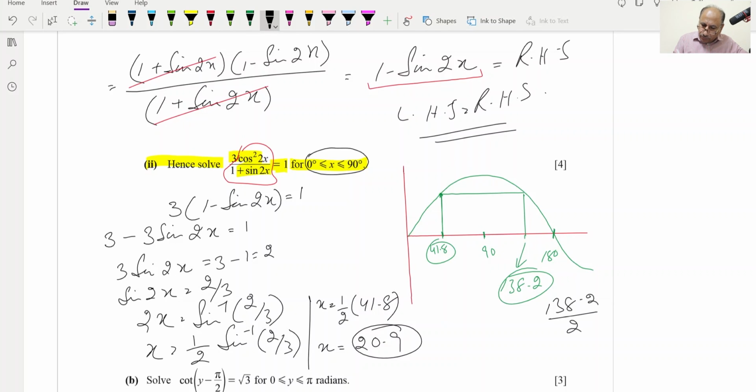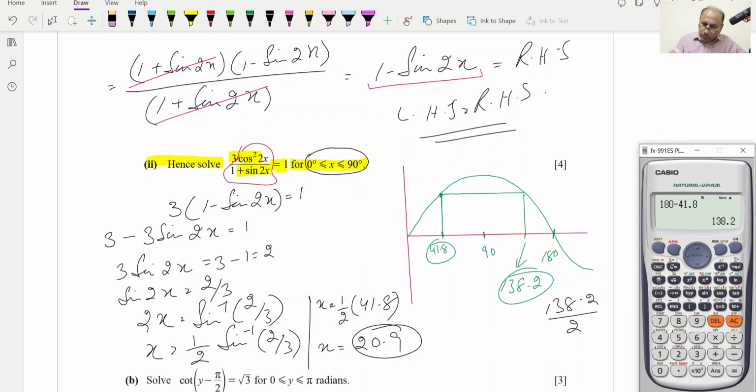So this will be 138.2, and we divide this by 2. Why divided by 2? Because x is equal to 1 by 2 of this. So this divided by 2 will be equal to 69.1.